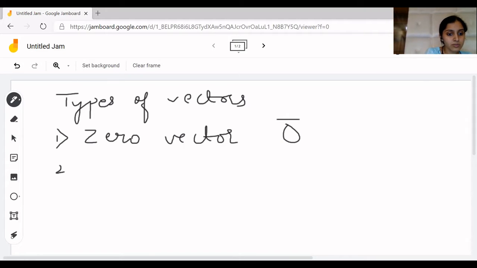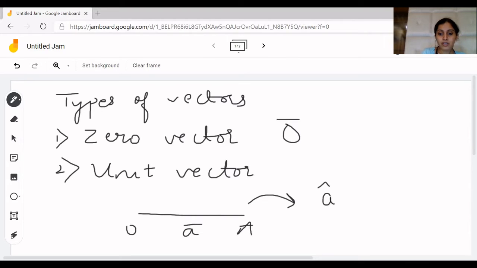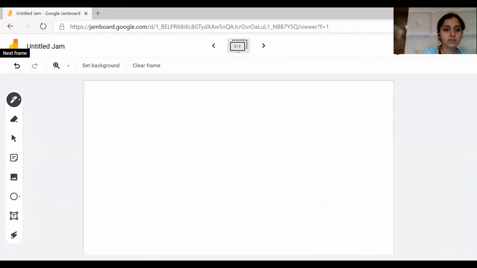Now the unit vector. A unit vector is one whose magnitude is 1. A vector of magnitude 1 is called a unit vector. The unit vector in the direction of vector A bar is given by, let us say we have this vector OA, denoted by A bar, then the unit vector in this direction is given by A cap. If the mod of A cap is 1, that is, the magnitude of A cap is 1, then it is a unit vector.